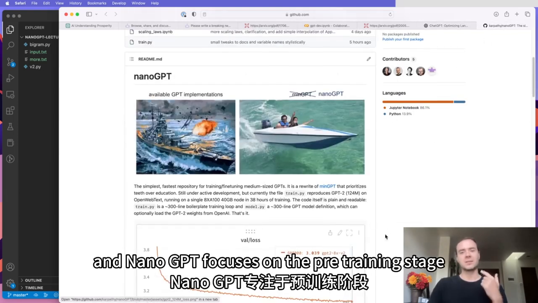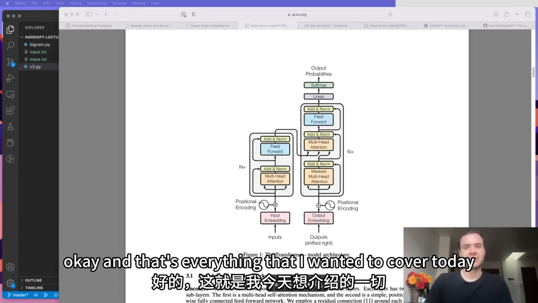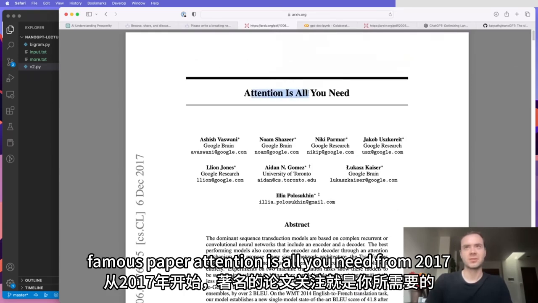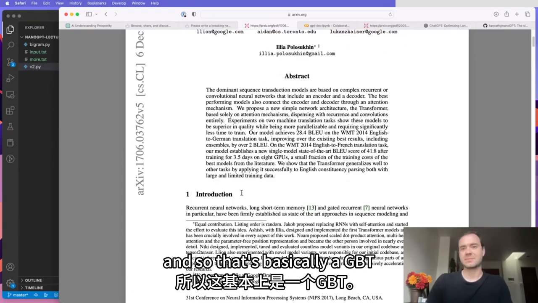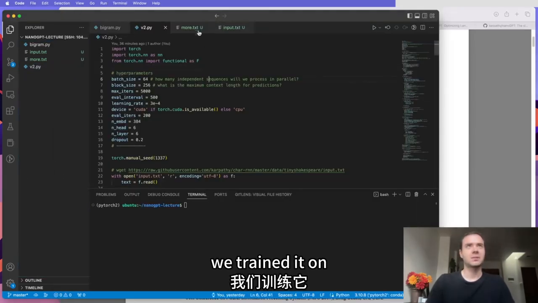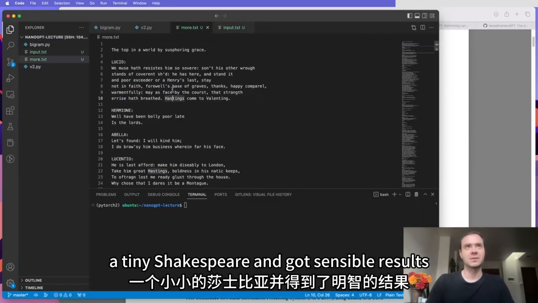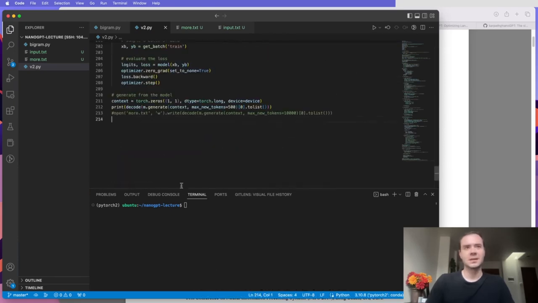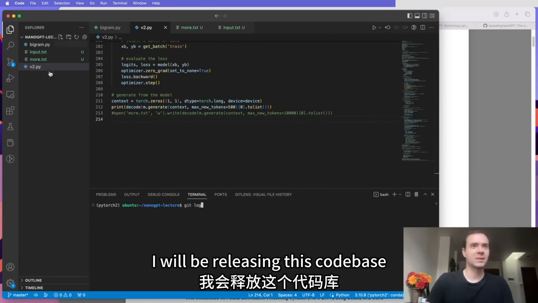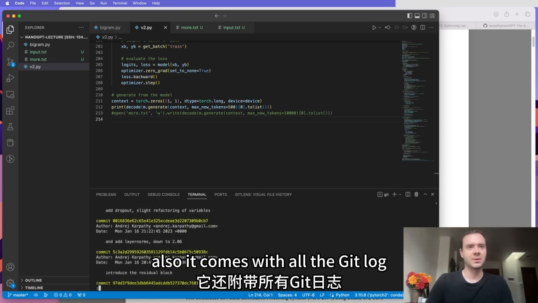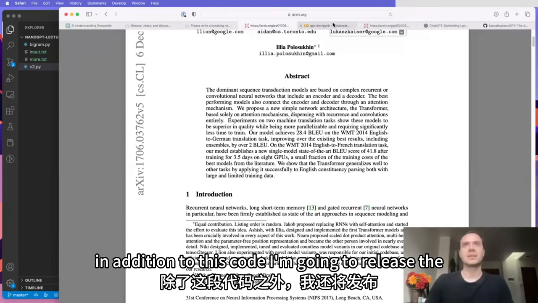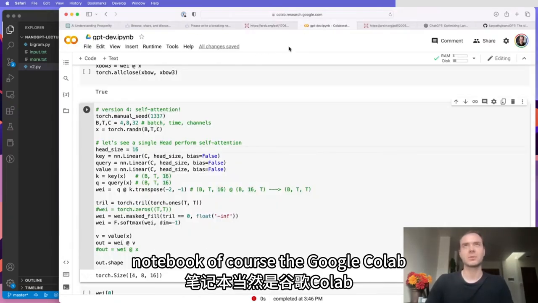And nanoGPT focuses on the pre-training stage. Okay, and that's everything that I wanted to cover today. To summarize, we trained a decoder-only transformer following this famous paper, Attention Is All You Need, from 2017. That's basically a GPT. We trained it on Tiny Shakespeare and got sensible results. All of the training code is roughly 200 lines of code. I will be releasing this code base, and it also comes with all the git log commits along the way as we built it up. In addition to this code, I'm going to release the notebook, of course, the Google Colab.